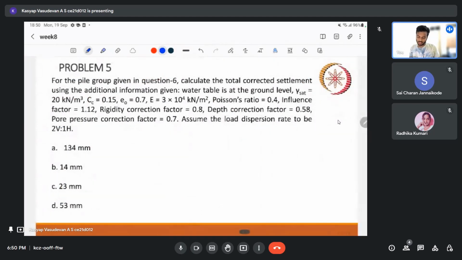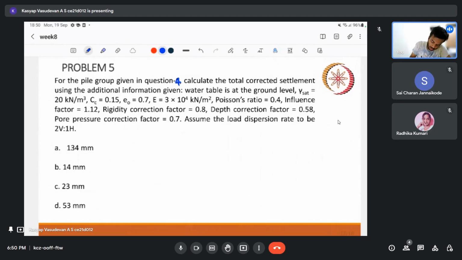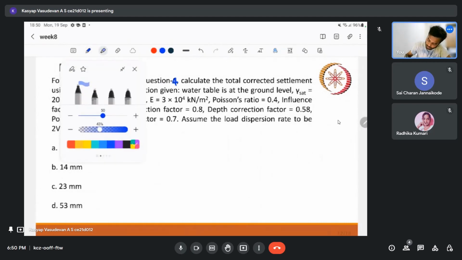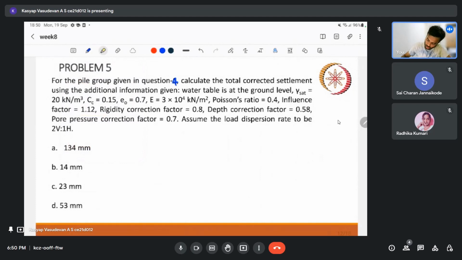So there is a follow-up question with the previous one. For the pile group given in the previous question, this is 4. Calculate the corrected settlement using the additional information given. Water table is at the ground level, and gamma sat is given, CC is given, and e naught, all the ingredients we require for consolidation settlement are there, and E, that is the modulus of the soil, is given. Poisson's ratio is given, so for the immediate settlement the influence factor is also there.